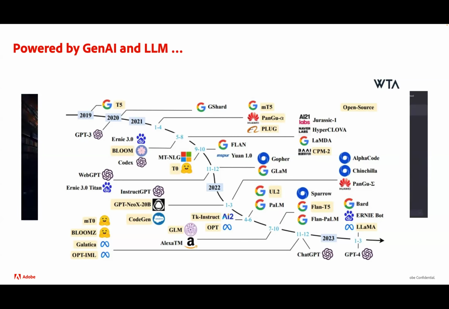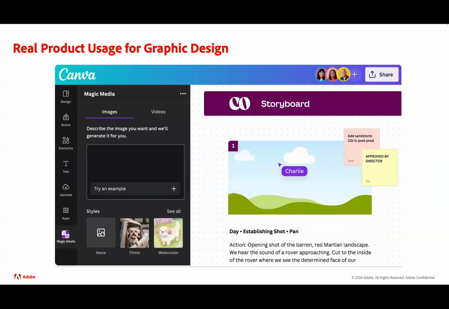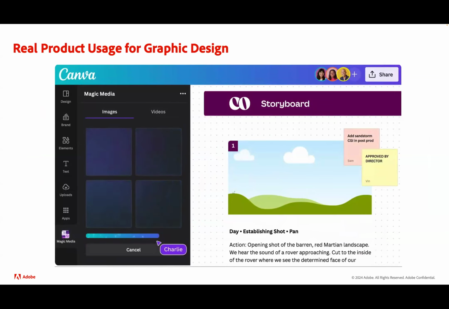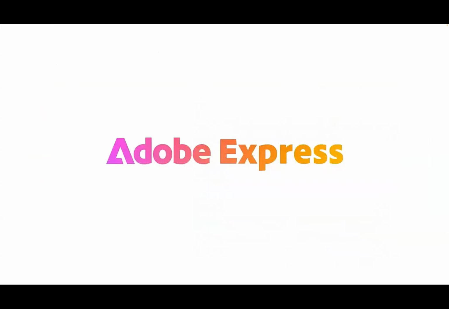Actually, they are already having a lot of products. They are already using this kind of technique in their real products, such as Canva. This is a feature I just borrowed from their official website. They kind of collaborate with DALL-E, trying to use those GenAI features in their graphic design workflow. And I would also like to show you our Adobe product called Adobe Express. It's focused on graphic design and they also have this trailer for advertisement. I'd like to play it.